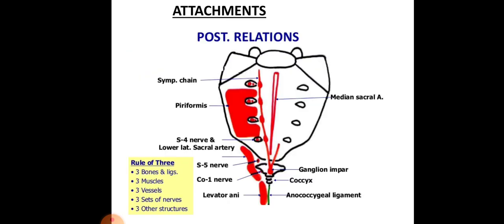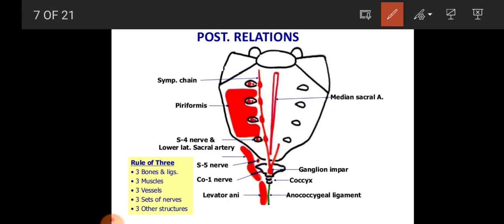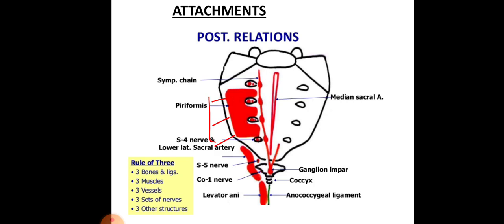Now the attachments on the anterior part of the sacrum. On the anterior surface, we have the origin of the piriformis muscle, which arises from the middle three pieces of the sacrum in the form of a capital E. So this is the form of a capital E, and it receives the fibers of piriformis from the middle three pieces of the sacrum. Middle three pieces means the S2, S3, S4 vertebrae.